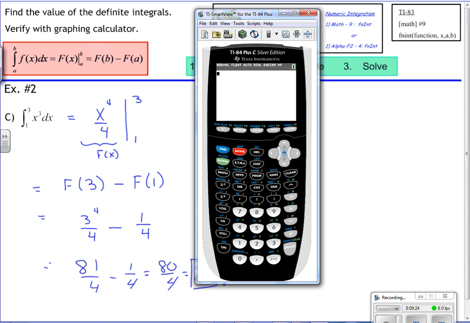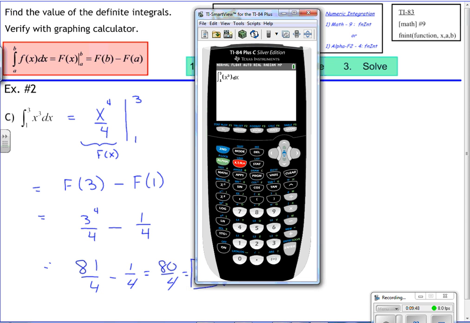If you hit math and then option 9, you'll notice that that is the function int, or it's calculating the numeric integral. So I'm going to go from 1 to 3. If you have a TI-84, yours should look like this if you have that newer software loaded, which most of you do. If you don't, please see me. Let's get it up to date.